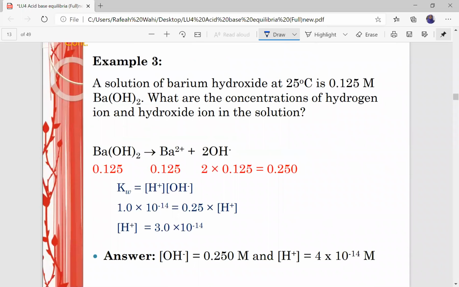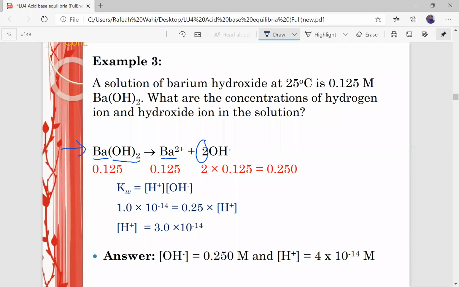Now example 3, a solution of barium hydroxide is 0.125 molar. What are the concentrations of hydrogen ion and hydroxide ion in the solution? Again, the first approach is for you to write a balanced dissociation reaction. You have barium hydroxide dissociates into Ba2 plus and OH. So if you look at here, you have one Ba on each side of the reactants and the product, but you have two OH in the reactant side, so you have to add two as a coefficient in front of the OH on the product side.